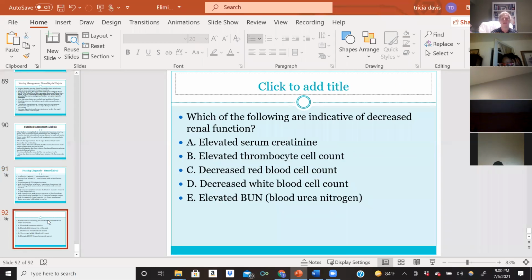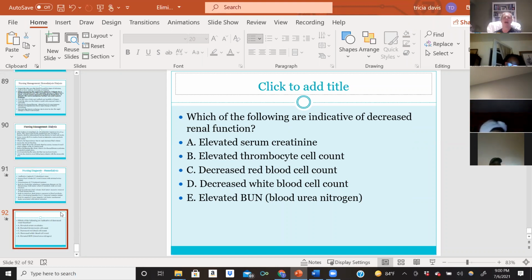All right, which of the following are indicative of decreased renal function? How about A, elevated serum creatinine? What do you guys think? If a patient had elevated serum creatinine, is that indicative of decreased renal function? Yes, it is.